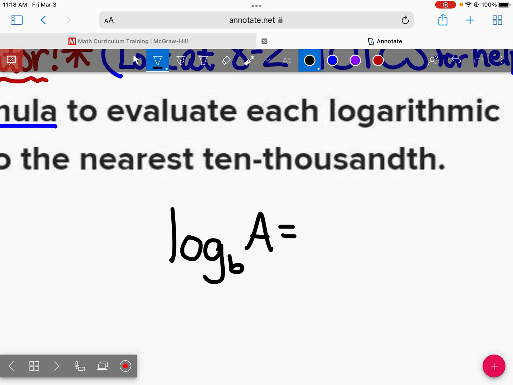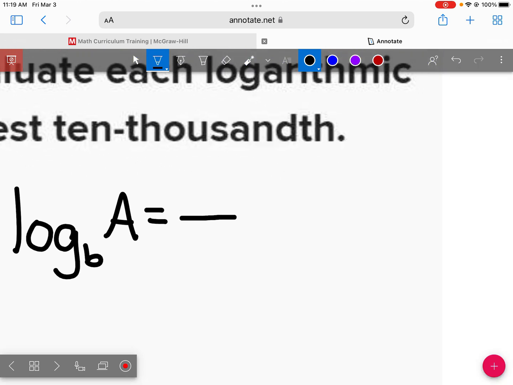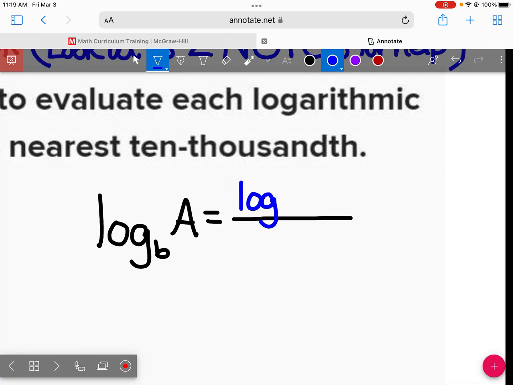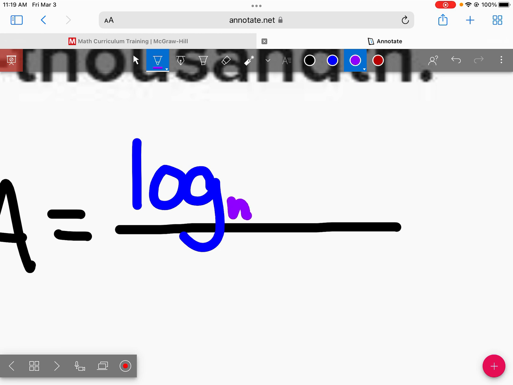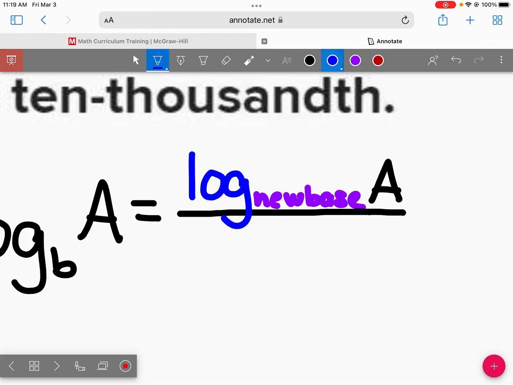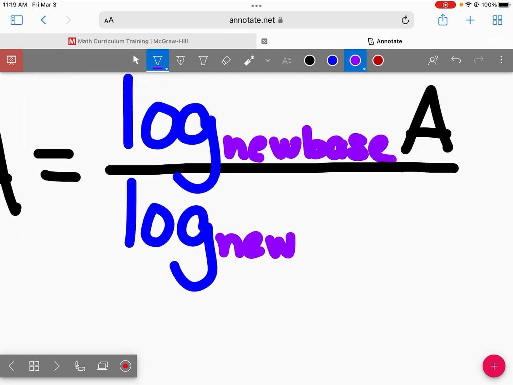So if I have log of some base with an argument, what would it look like for me to change that base? Argument over base. So we have log of our new base, original argument, over log of whatever that new base is that we chose, with the old base as the argument there.